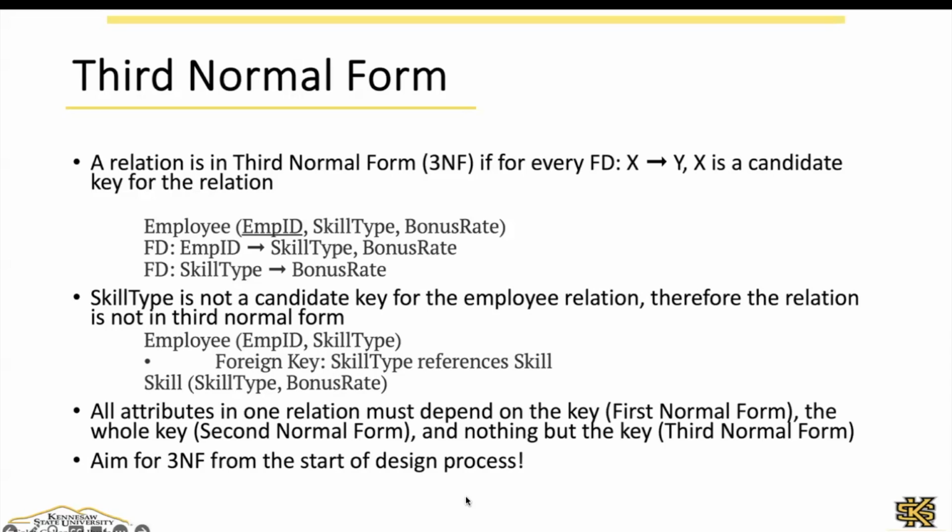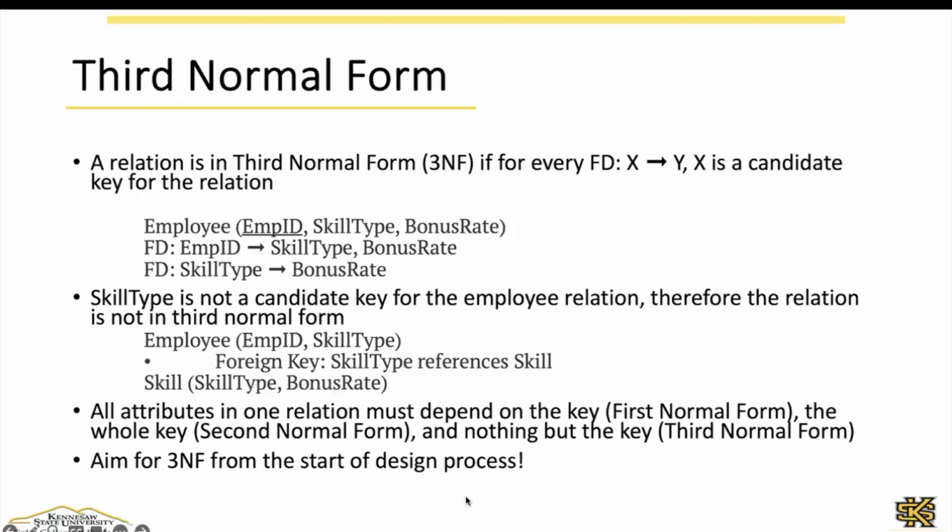Here is what we need to do. We create a new table called skill. This new table will have skill type as the primary key, and it will store the bonus rate associated with each skill. Now, in the original employee table, we need to remove the bonus rate and just keep employee ID and skill type. We will use skill type as a foreign key to link the employee table with the new skill table. So this simple change puts both tables into the third normal form, which eliminates the dependency problem.